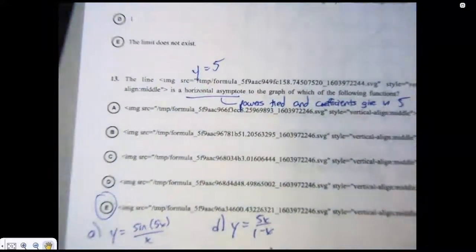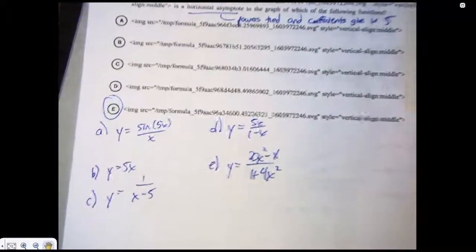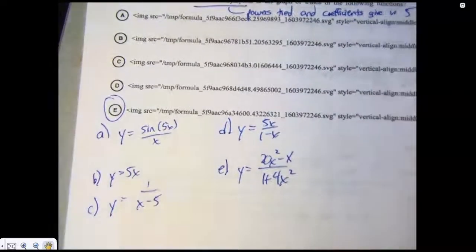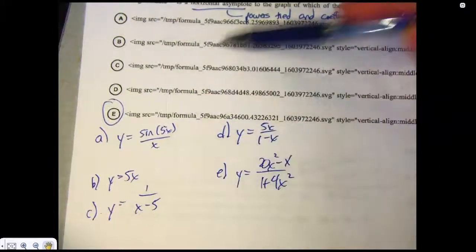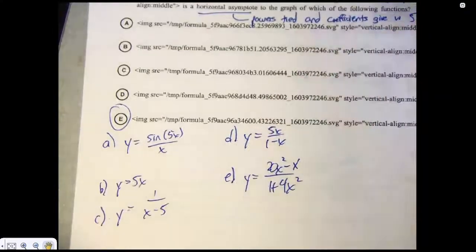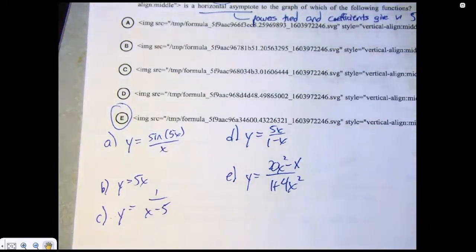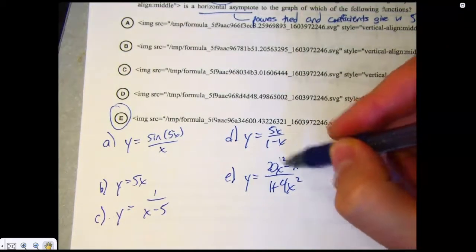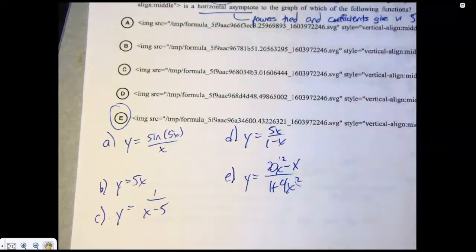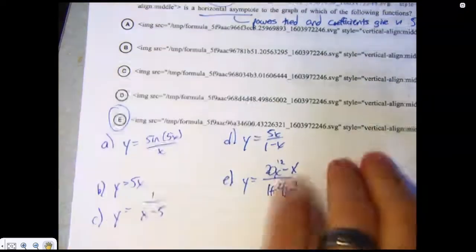13. So y equals 5 is a horizontal asymptote to which graph? And then they give you these 5 choices. But if I have a horizontal asymptote, what that means is the highest powers were tied, and the coefficients simplified to be 5. So if I look at option E, I've got a squared and a squared, and then 20 divided by 4 is 5. And that's where that comes from.